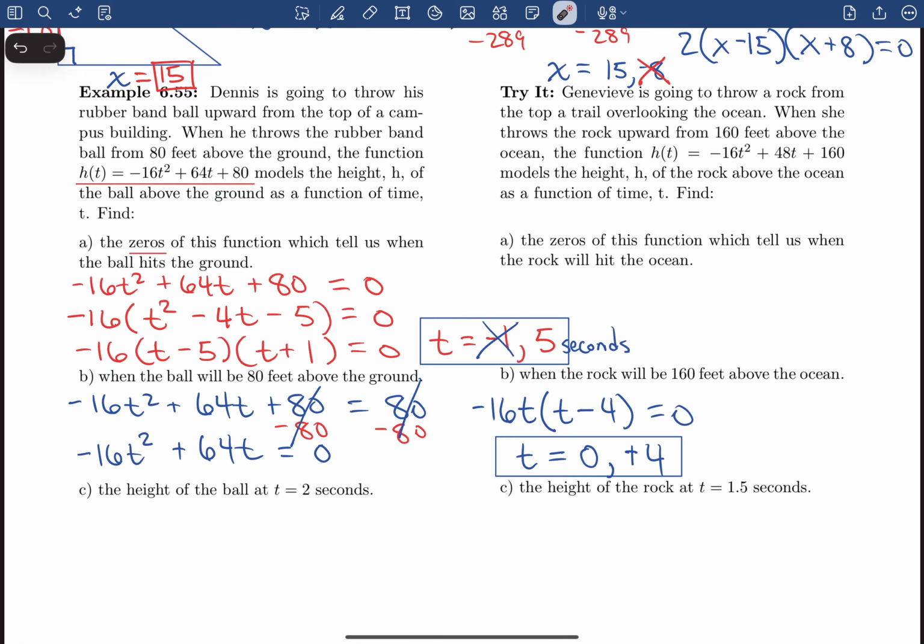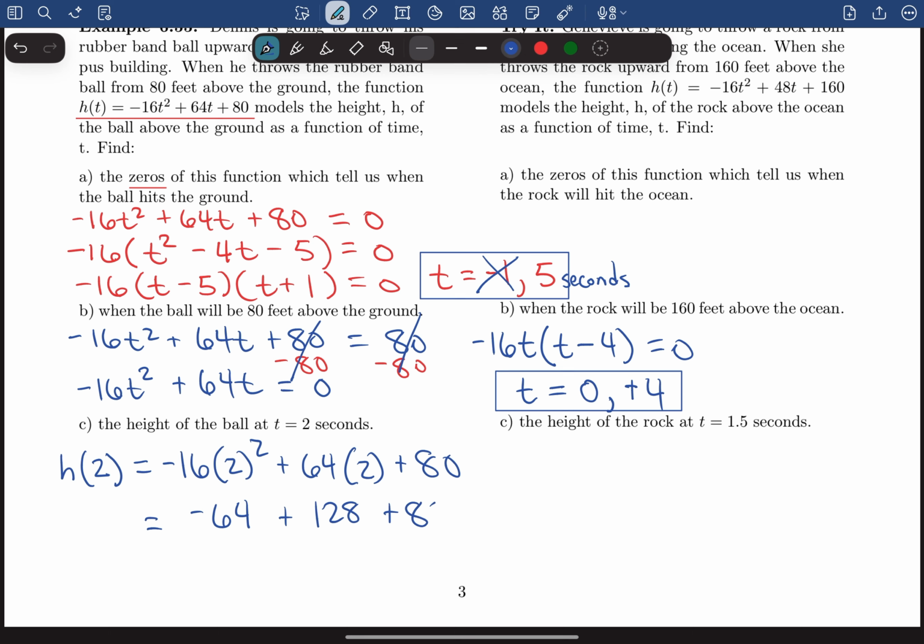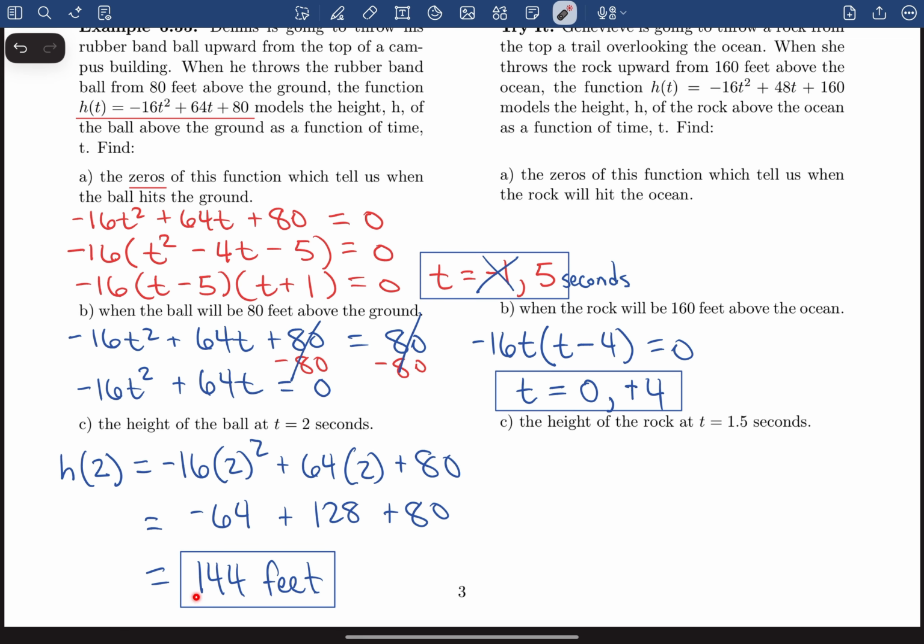Okay? Now let's go ahead and finish strong, and we have the height of the ball at t equals 2 seconds. Well, they just told me t is 2 seconds, so I'm just going to input 2 into the function. So I'm going to evaluate the function at 2. h of 2 equals negative 16 times 2 squared plus 64 times 2 plus 80. And that gives me, well, negative 64 plus 128 plus 80, which gives me a height of 144 feet. Great. So we've just evaluated the function at a time of 2 seconds. So after 2 seconds, the height of the ball will be 144 feet.